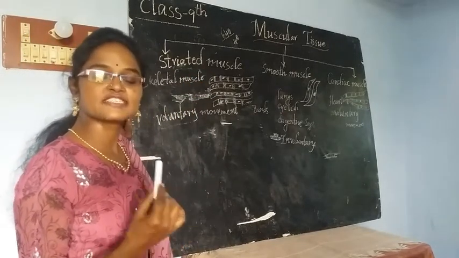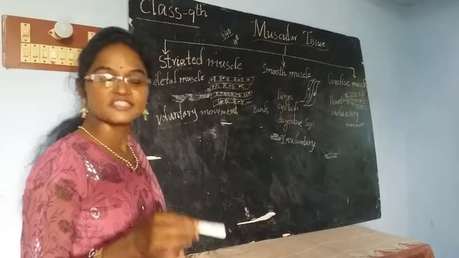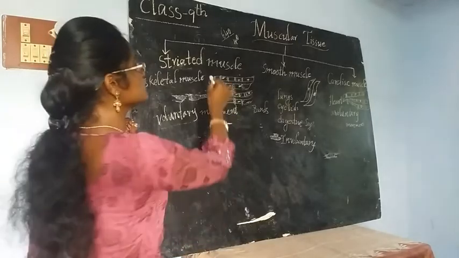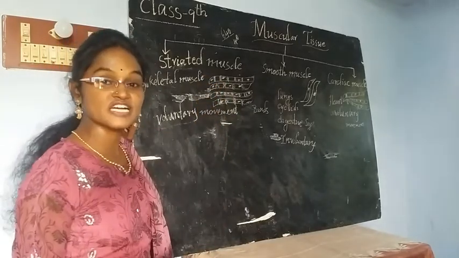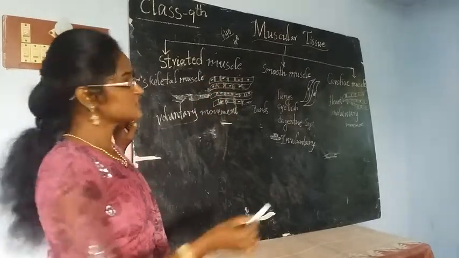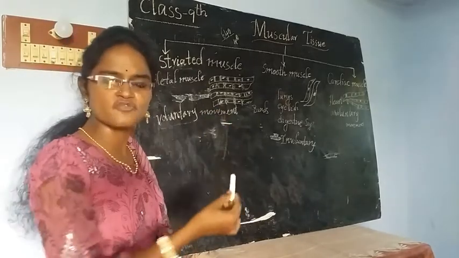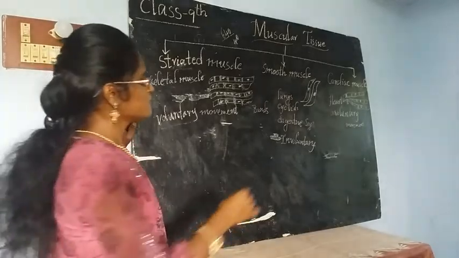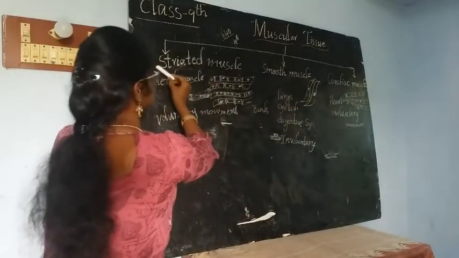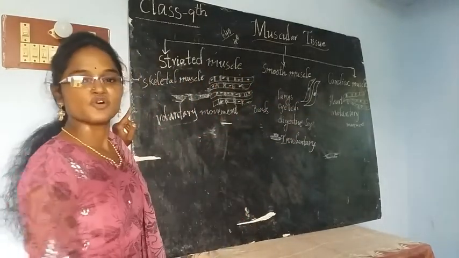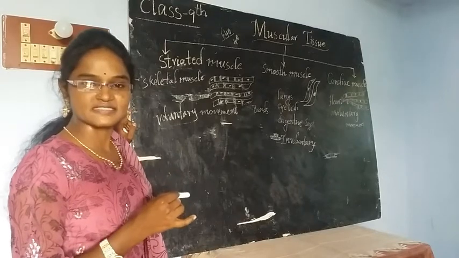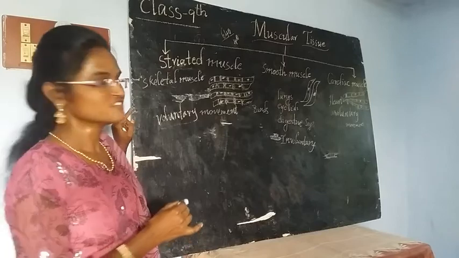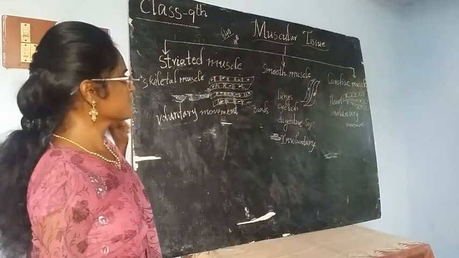Striated muscles are able to divide. They are able to regenerate. And at the same time, they can work very fast and show the fastest movement in our body. When compared with the other two muscles, the striated muscles are able to perform the fastest movements. They are responsible for the fastest movement of our body. This is about striated muscle.